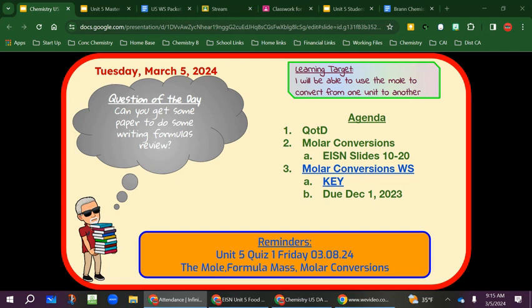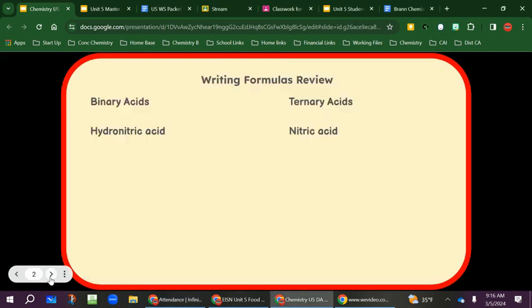All right? So, ladies and gentlemen, we are going to begin today by looking at naming some acids. There are two kinds of acids, ladies and gentlemen. There is a binary acid and there is a ternary. Binary and ternary mean the same thing, whether you are talking about acids or whether you are talking about ionic compounds. Binary means there are only two elements in the compound. Ternary means that there are three or more.